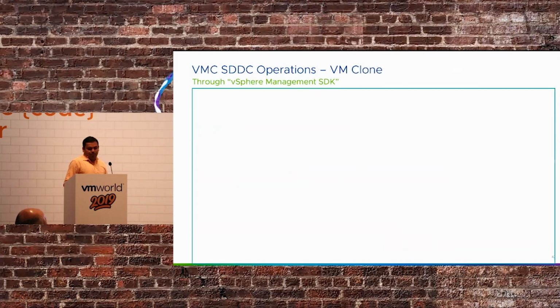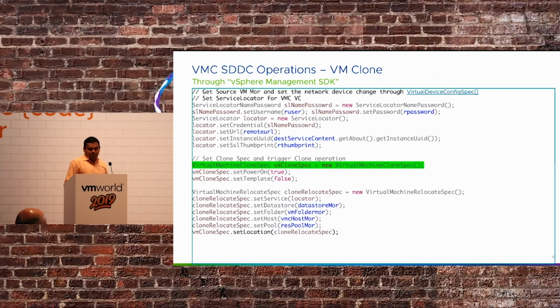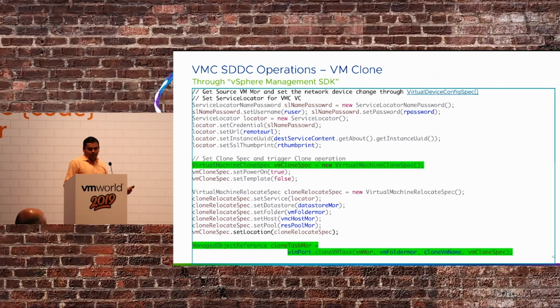Similarly, for the clone operation, we will construct the virtual machine clone spec in addition to the relocate spec, wherein we'll specify what needs to happen after the virtual machine clone is done: whether we would like to power on the virtual machine, and whether it's a template that we are cloning or a typical virtual machine. Then construct the virtual machine relocate spec, and invoke the clone VM task by passing in all these details. After this, the clone VM task starts off. You can monitor the progress of the clone using the task reference.